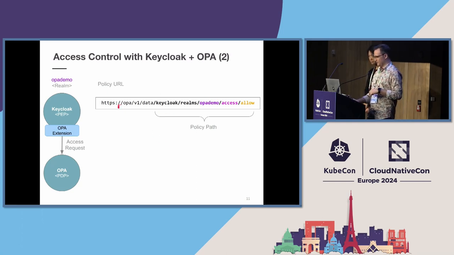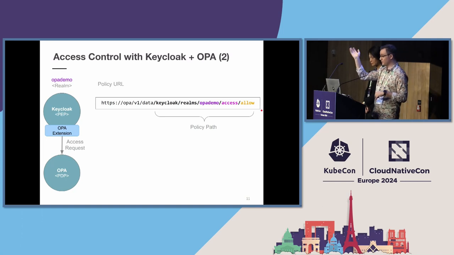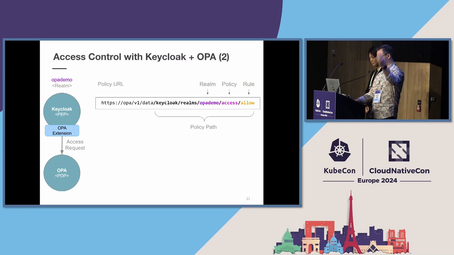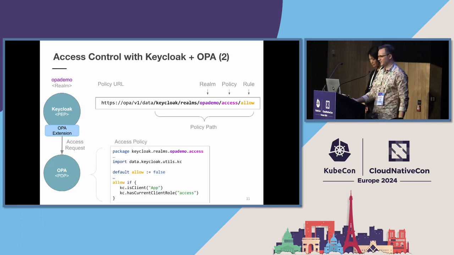So how does it look like? Imagine we have an OPA server running, and we now want to access a certain application in a realm. Then we would basically invoke a URL on the OPA side. This is a so-called policy URL, and with this policy path, we would basically select which kind of access logic we want to execute. And you see here, I have this format: realm, policy, and what kind of rule I want to invoke.